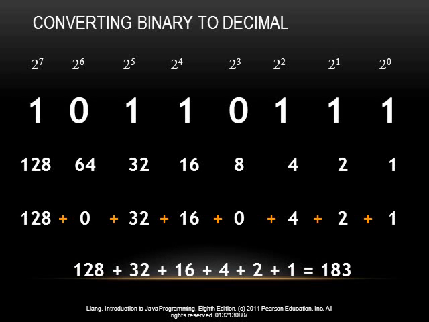So adding our decimal values together, we have a sum of 183, and so our binary number, reading from left to right, 10110111, is equivalent to 183 in decimal.